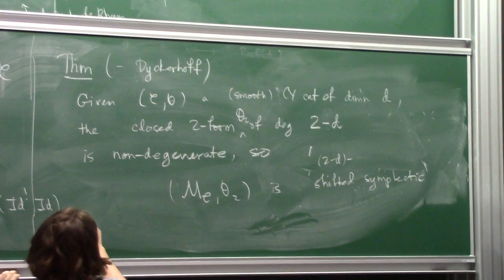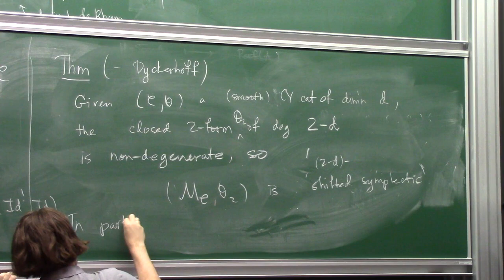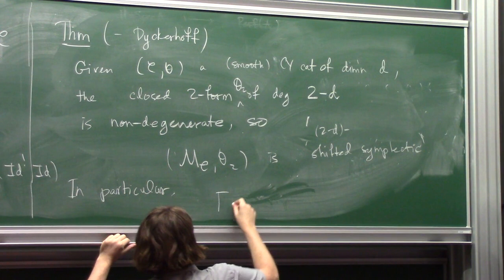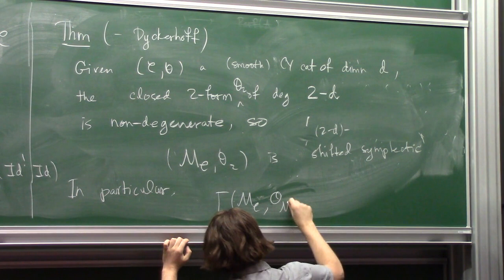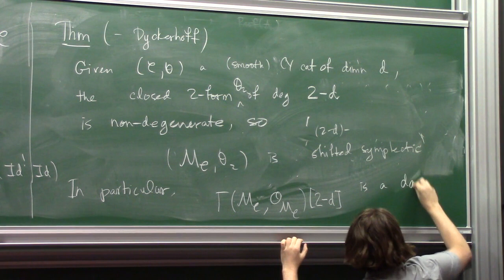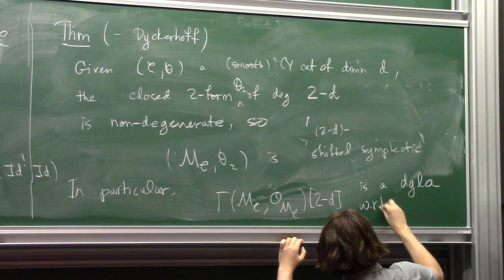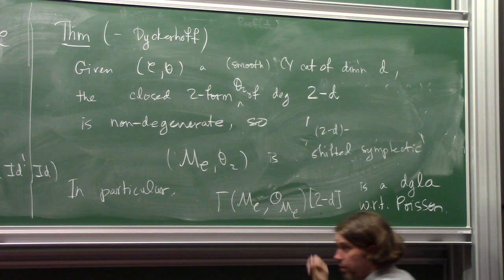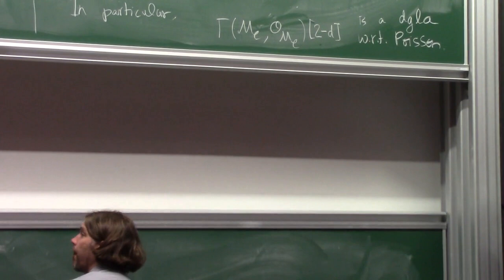In particular, the complex of functions on this moduli space shifted by 2 minus D is a D.G. Lie algebra with respect to the Poisson bracket, which has a degree because the symplectic form has a degree. So this is the background.